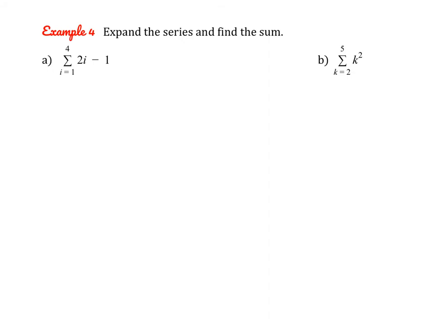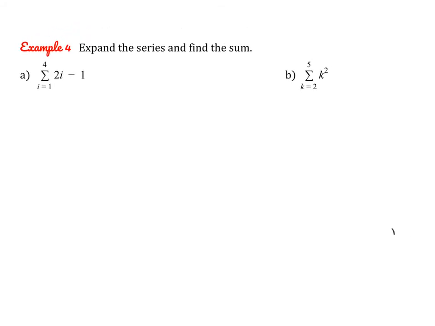All right, so now that we kind of know how to set up a sigma notation or summation notation, we're going to see if we can actually interpret one, expand our series, and find the sum. In this first one, we have the sequence 2i minus 1. That's our rule. They would like us to find the sum of the first through fourth term, so the first 4 terms. We are going to have to list out those first 4 terms.